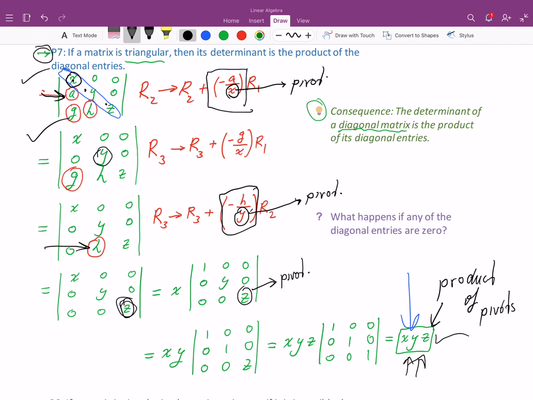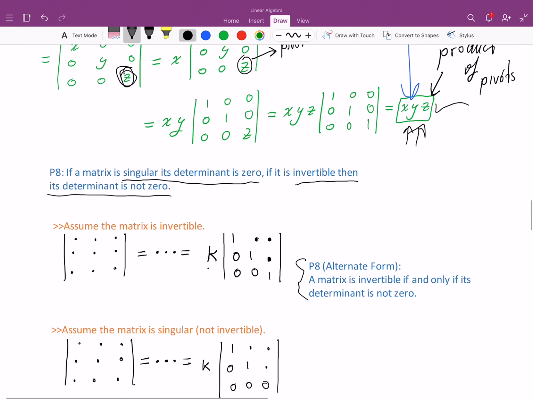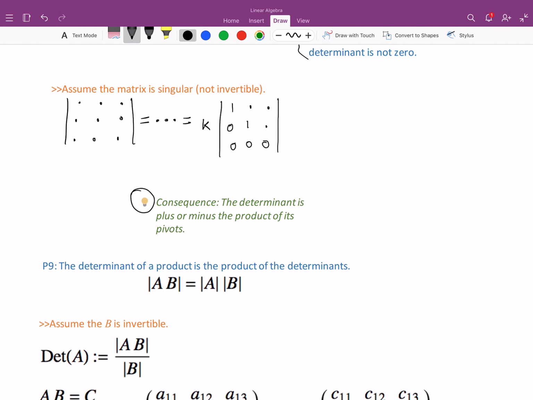Now, we didn't have to do any row interchanges here. If we did any row interchanges, then we would have to put a plus or minus in front of the product of the pivots if we moved the rows. And so a consequence of this is that the determinant of a matrix that is invertible is plus or minus the product of its pivots.